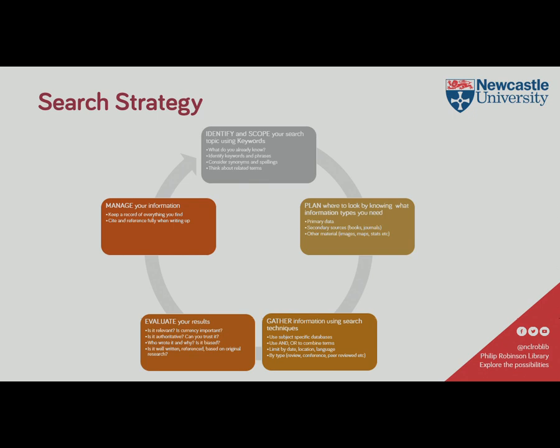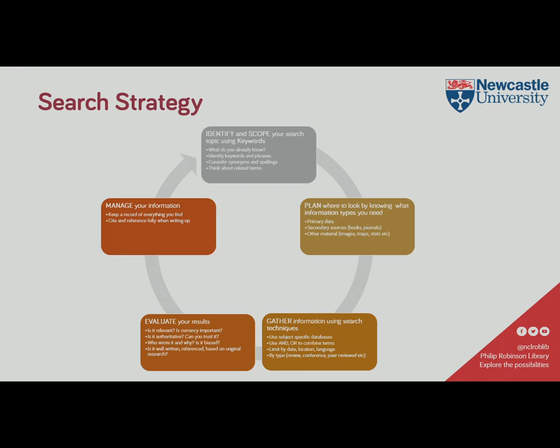The third step, once you've done that, is to start gathering your information. And then you'll need to develop search strategies. You'll be using something called Boolean operators, which is a fancy term for the little connectors between words called and, or, not. You'll be looking at how you limit your searches and refining your searches as you go along. And then once you've gathered the information, it'll be looking at how you evaluate your results.